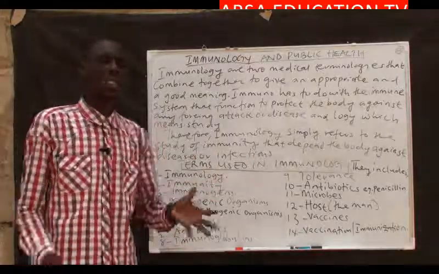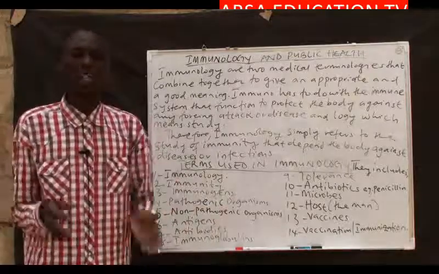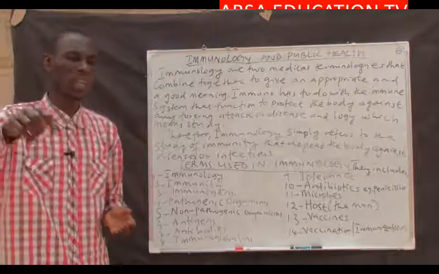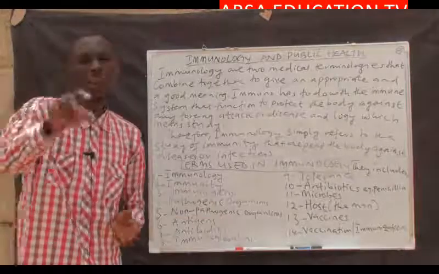So patho means disease, genic means producer. So anything that has the capability to cause or to produce disease is called pathogenic organisms.